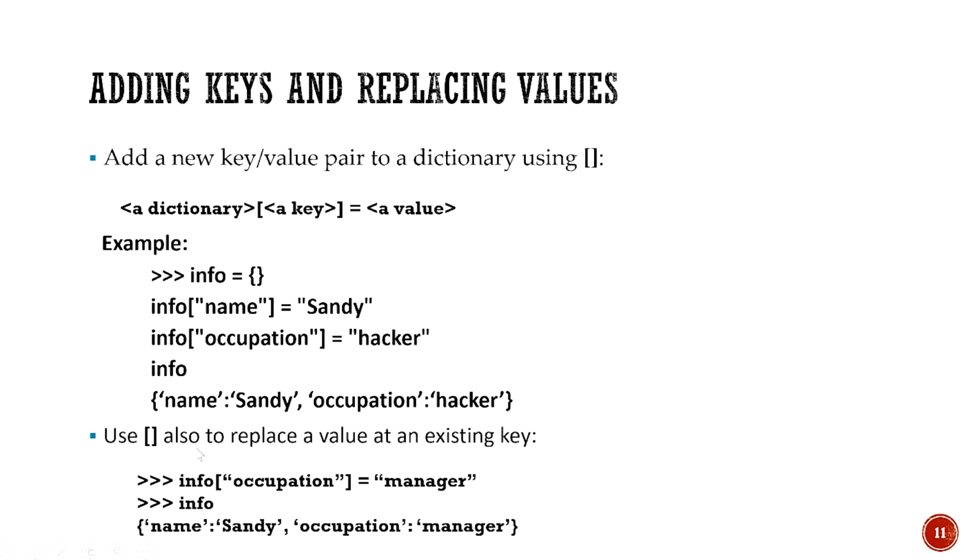We use the square bracket to replace a value at an existing key. Let's say we want to update the value. So we call our variable and then the key occupation, and assign the new value to that key. So info occupation is equal to manager. Now the new value for occupation is manager. So hacker is replaced by the manager.